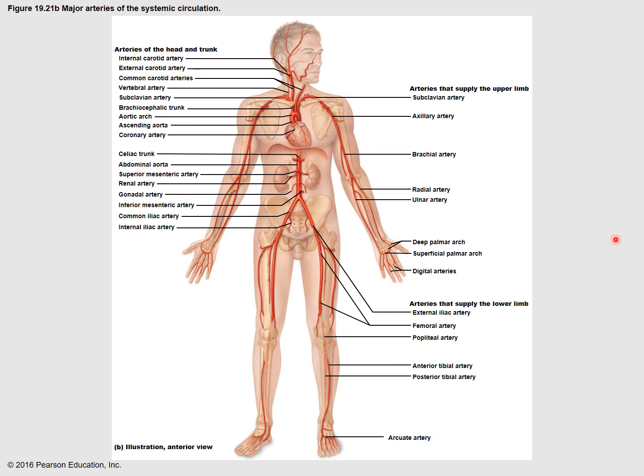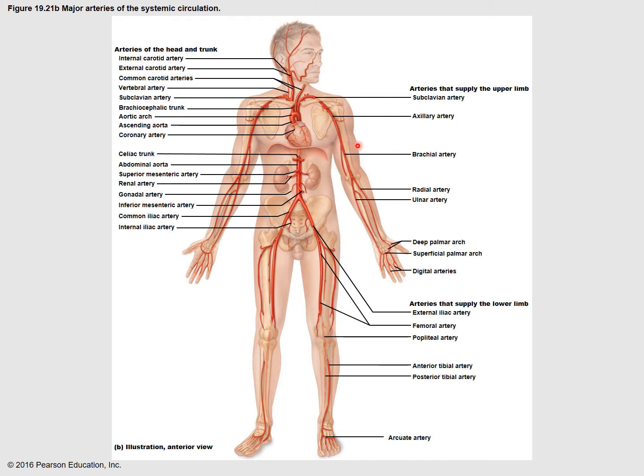And hopefully, at this point with A&P, you're familiar with the different anatomical region names of the body. And so that should help you with learning the names. You know that the brachial region is in the upper arm.